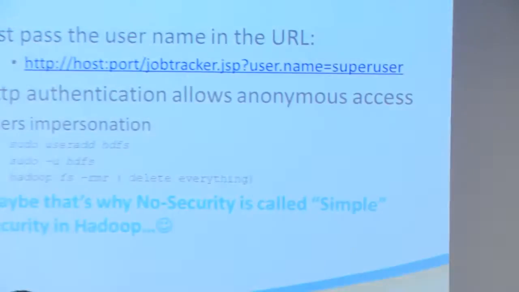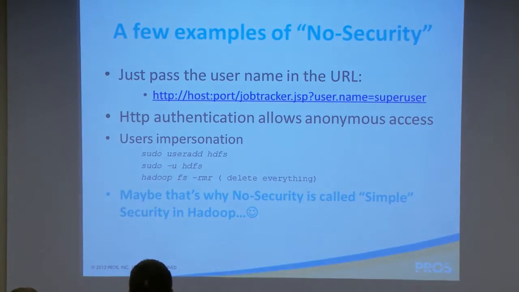So a few examples of no security. Just pass the username in the URL for a job tracker, and it'll know that's who you are. HTTP authentication allows anonymous access. User impersonation is not too hard. If you have a client machine with access to the cluster and you have root access on your own client machine, which most people do, you can become any user, and then you can delete everything by default. That's default security, and maybe that's why no security is called simple security. It's a euphemism, right? We have security. It's simple security.